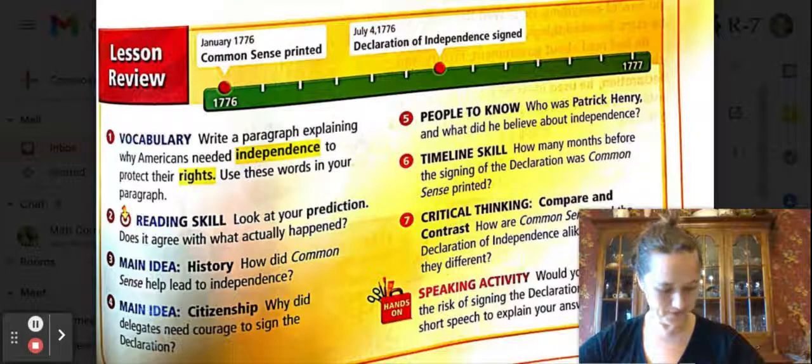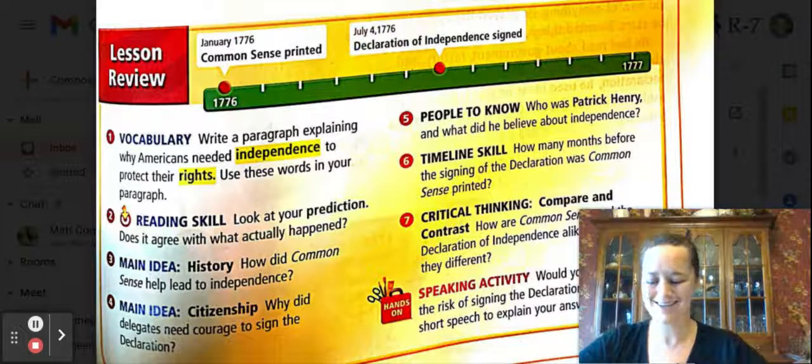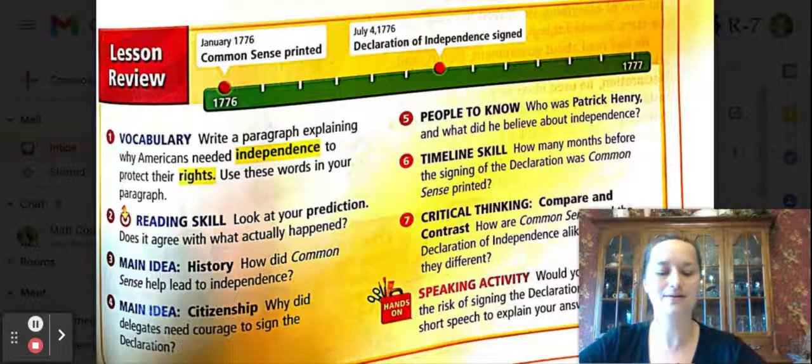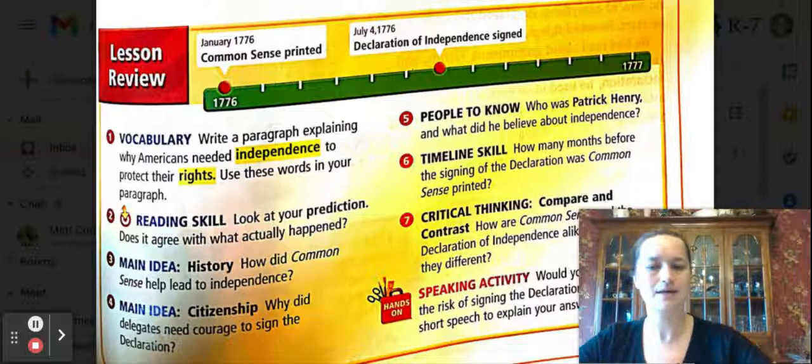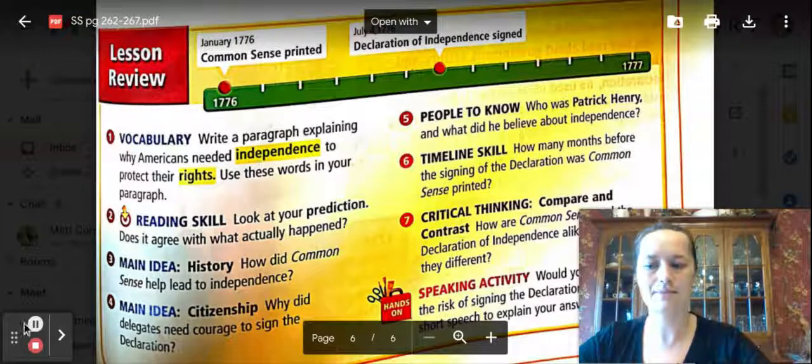So here is your first lesson in our social studies lesson over the Revolutionary War. I hope that you took really good notes. You can go back and reread this on your own, and you can study this on your own. So this is all what happened right before and when we signed the Declaration of Independence.